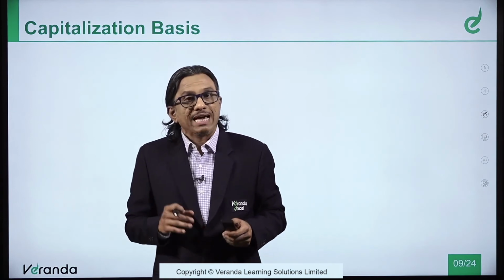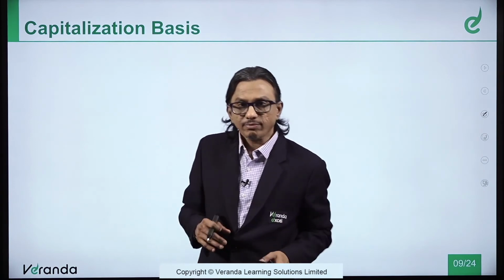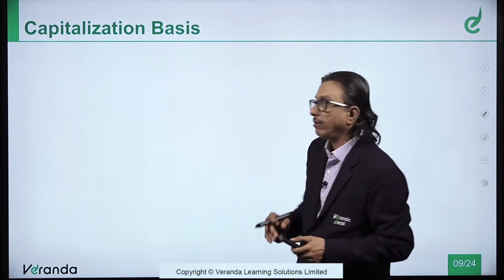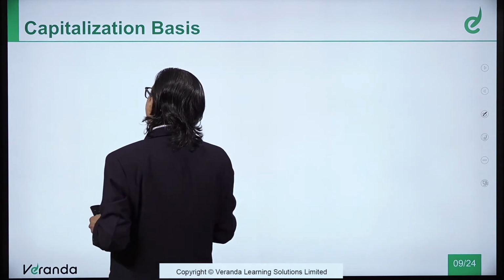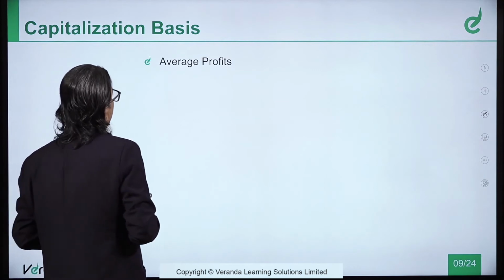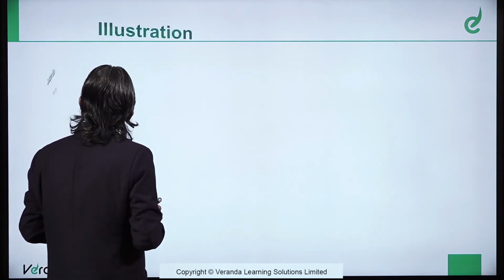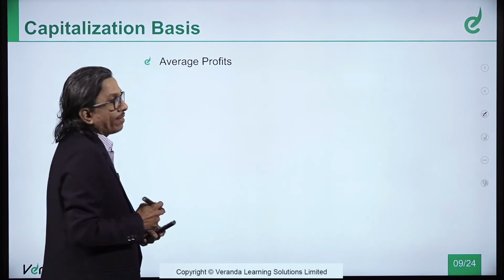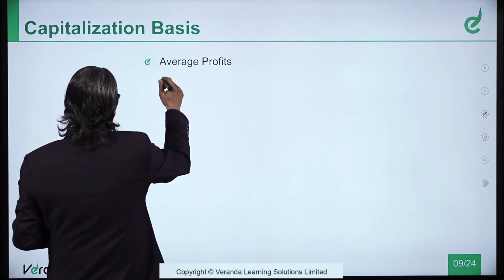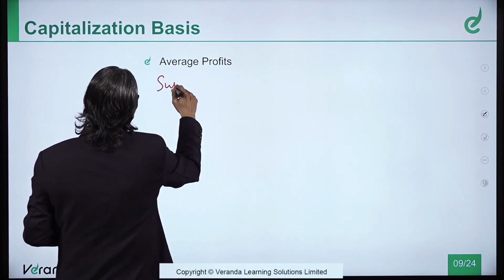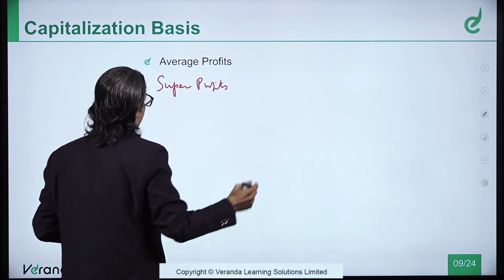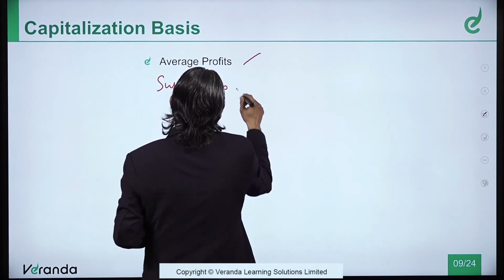Then we have capitalization method. Another method of calculating the goodwill is called capitalization method. First, I will show you the formula for capitalization method. This can be done by average profits or super profits. So, when I calculate goodwill by average profit method, what is the formula? I can also calculate goodwill by capitalization of super profits. What is the formula? So first I will take this, then I will do this, okay?